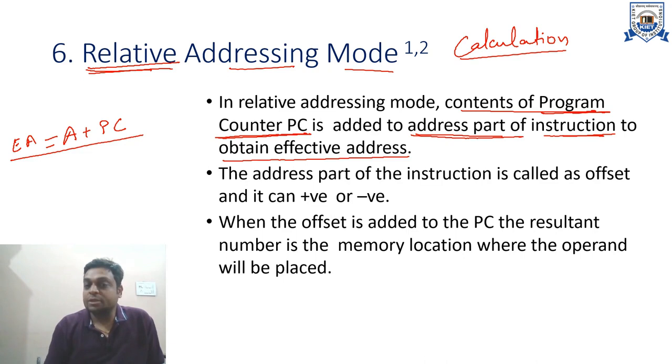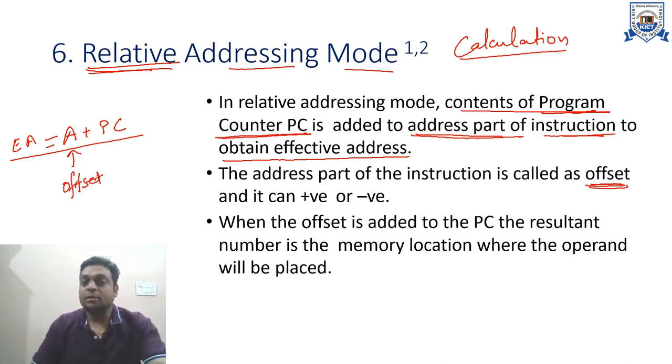The address part of the instruction is called an offset. This address is known as offset, which is provided in the instruction itself. When the offset is added to the program counter, the resultant number is the memory location where the operand will be placed.